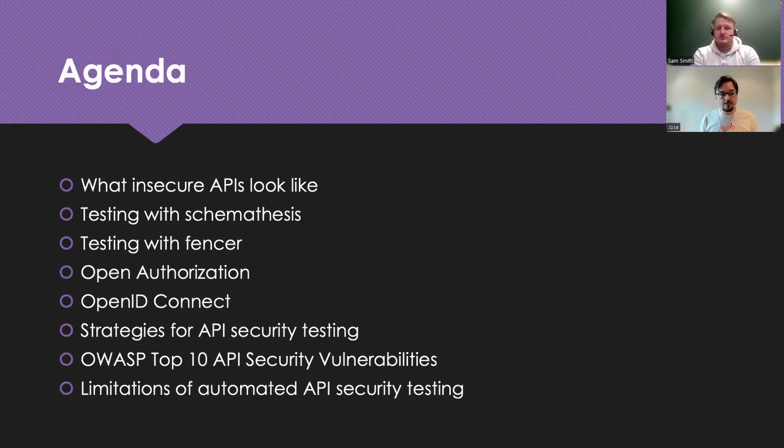Then we're going to see a few more strategies for API security testing, and if we are good with time, we can see a little bit about the top 10 security vulnerabilities in APIs from OWASP. And I also want to say something about the limitations of automating API security testing.